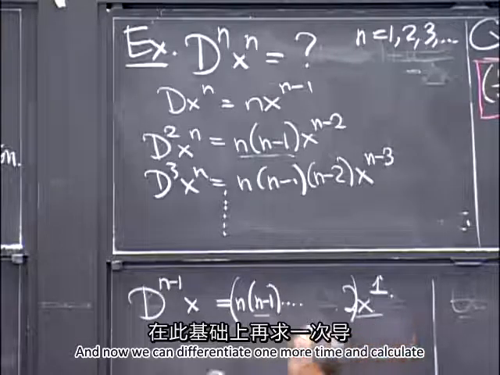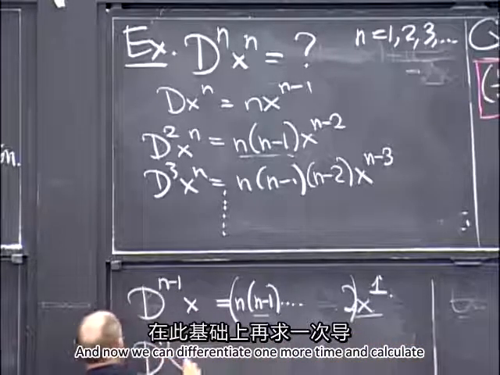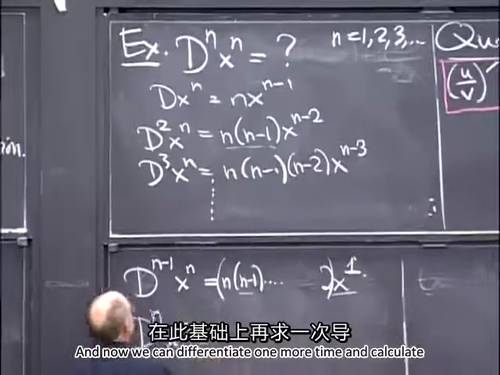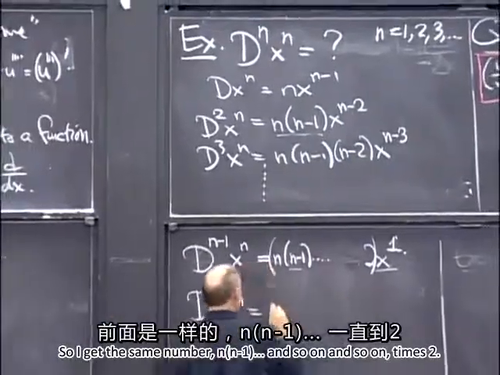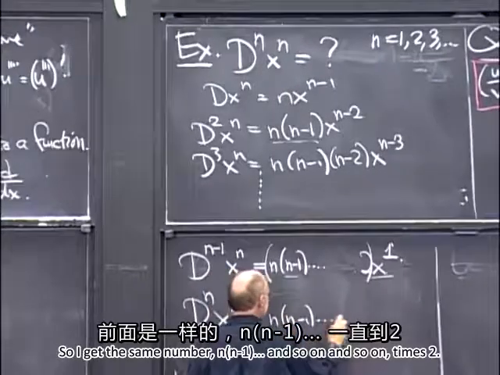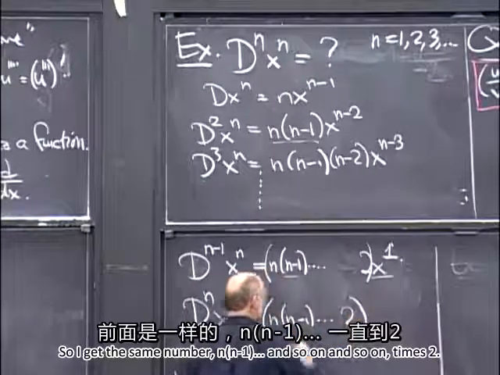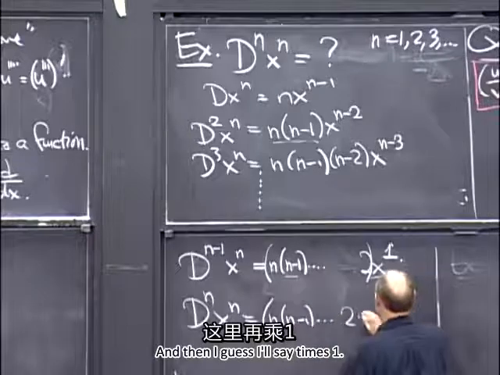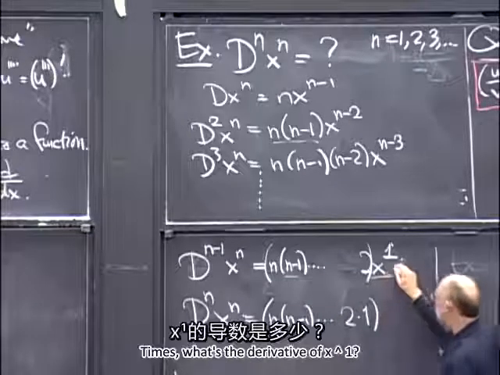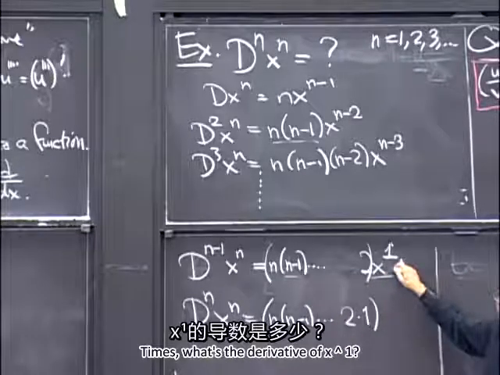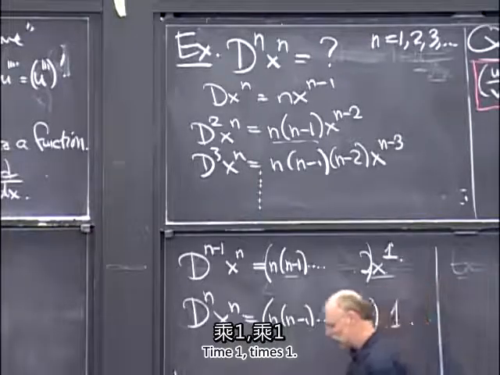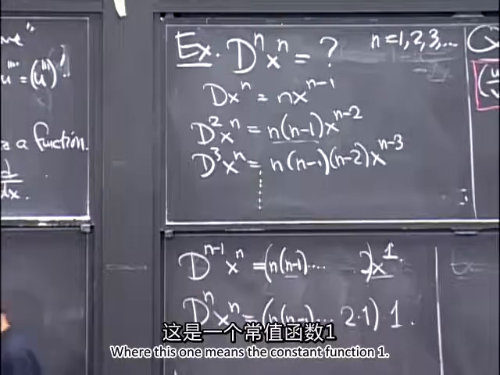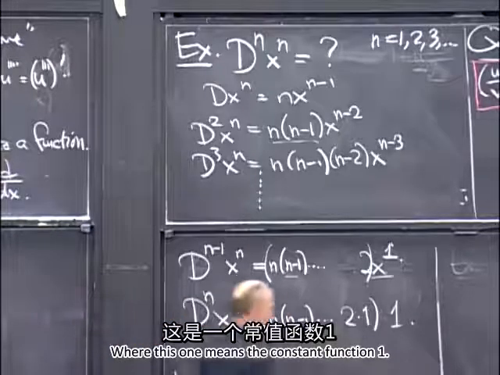And now we can differentiate one more time and calculate what d to the n of x to the n is. So I get the same number, n times n minus 1, and so on, times 2, and then I guess I'll say times 1, times, what's the derivative of x to the 1? 1. So times 1, if you like, times 1 times 1, where this 1 means the constant function 1.